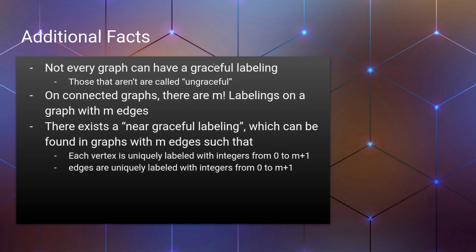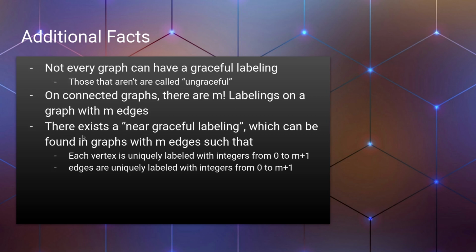Before we move on, I'd like to talk about some additional facts. So let's start out by saying that not every graph can have a graceful labeling. And in graph theory, people like to call those ungraceful labelings or ungraceful graphs. And on connected graphs, there are m factorial labelings on a graph with m edges. So that's m factorial different labelings.